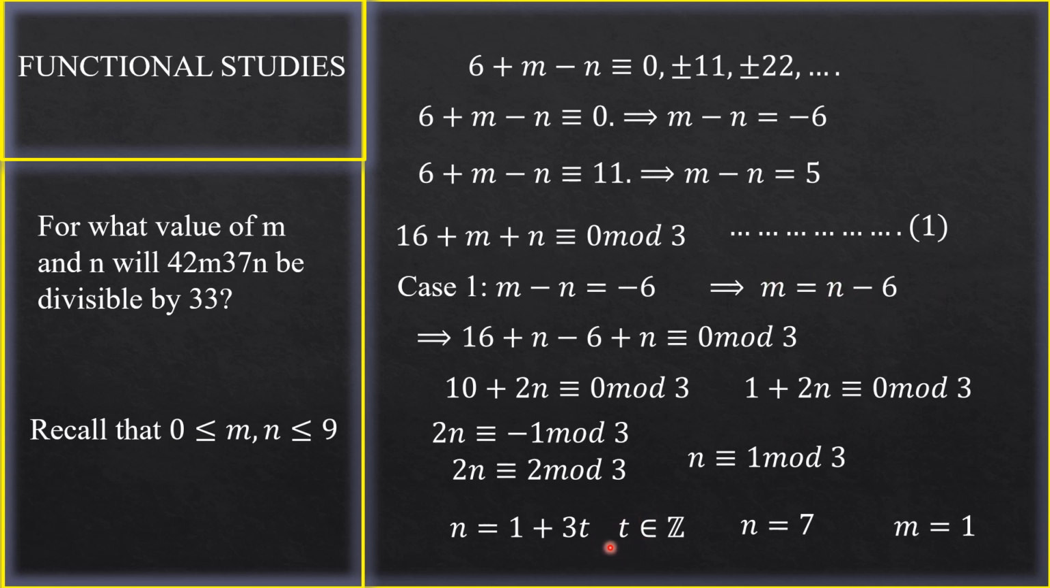Can t be 3? Let's see, 3 times 3 is 9, right? 9 plus 1 is 10. And 10 minus 6, what do you get? First of all, n equals 10 is already out of this zone. So it's not a valid value of n, so we ignore it. We'll go to the next one.